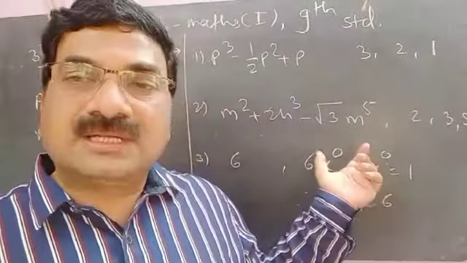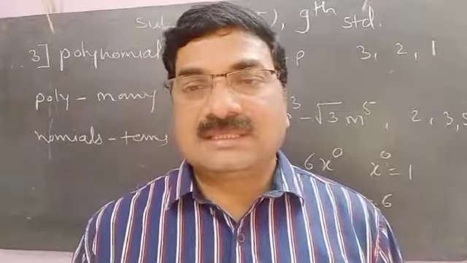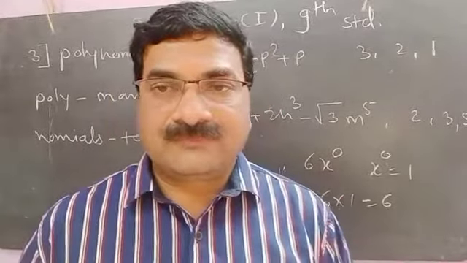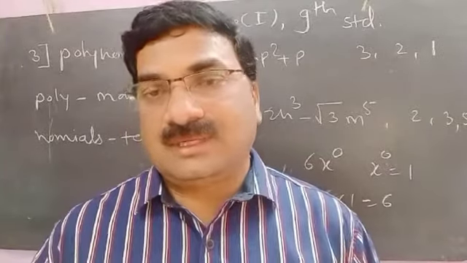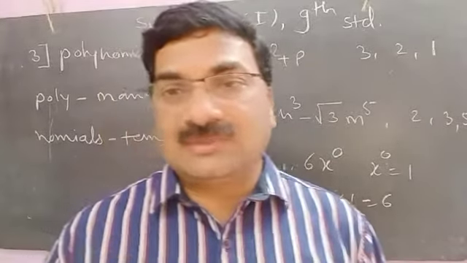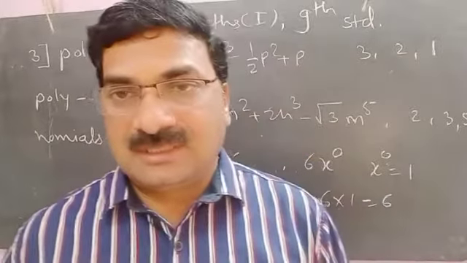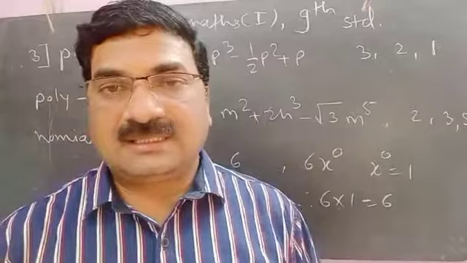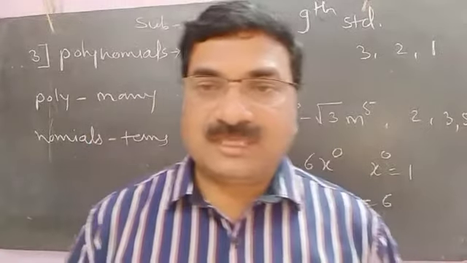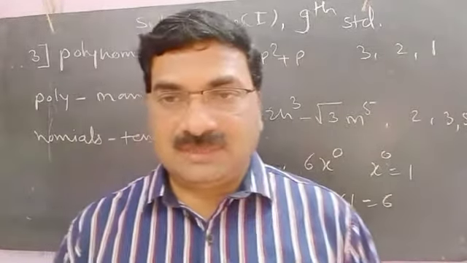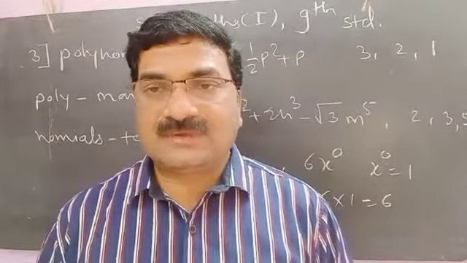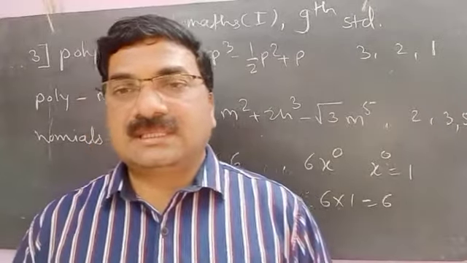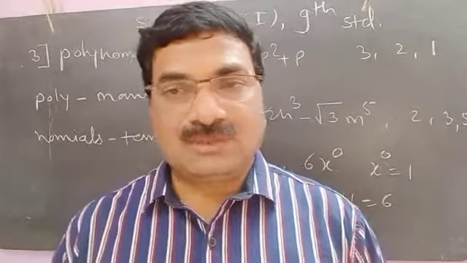That expression is called a polynomial. Only one condition is there, that is, the degree or the power of that variable must be a whole number. It can never be negative. If it is negative, then it is not a whole number, because we know that whole numbers start from 0 up to infinity. Got it? The expression in which the degree or the power of the variable is a whole number is called a polynomial.